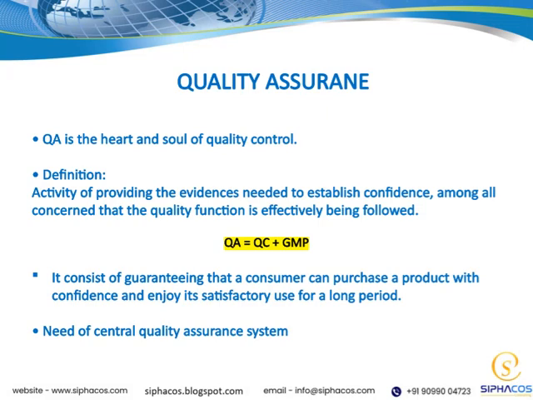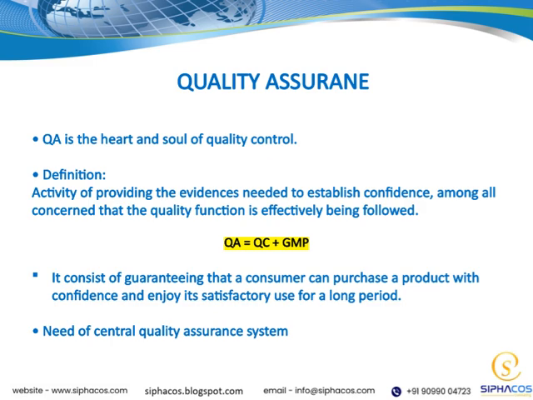When we talk about quality assurance, we're focusing on guaranteeing that a consumer can purchase a product with confidence and enjoy its satisfactory use over a long period. It's about building trust, ensuring that every step in the process supports the product's quality and safety. This highlights the need for a central quality assurance system. Why is that so important? Well, because QA, or quality assurance, is essentially the heart and soul of quality control. It encompasses everything we do to prevent defects and ensure quality from the very beginning.